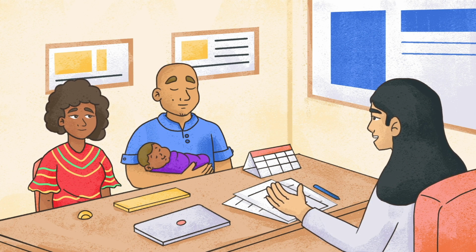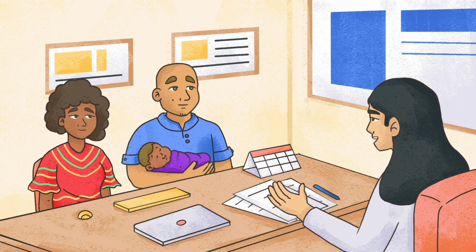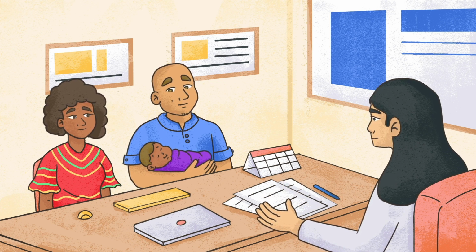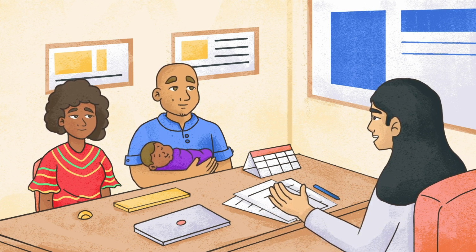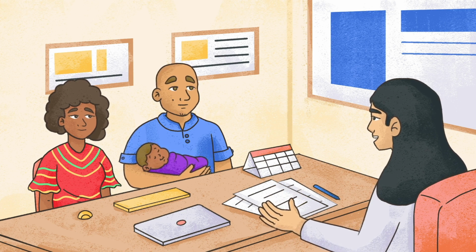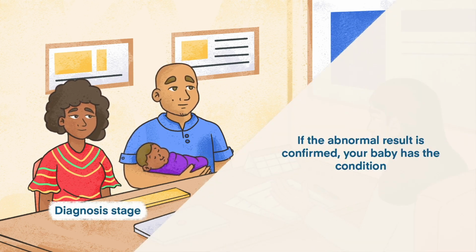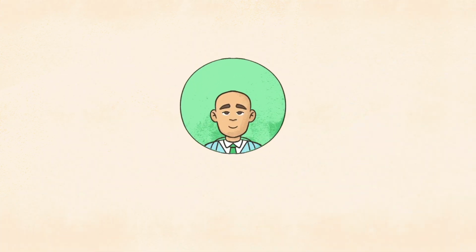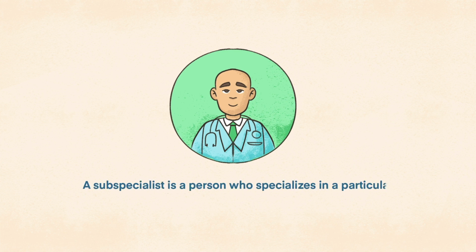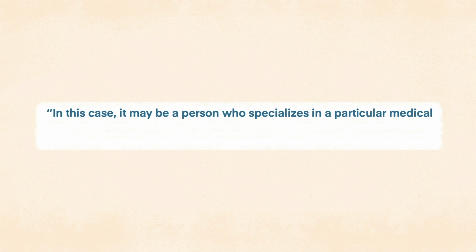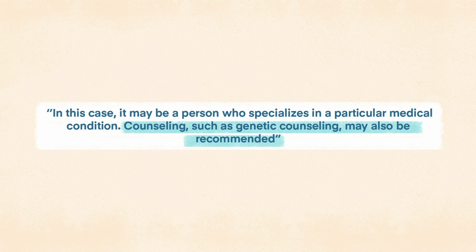For babies that have an out-of-range newborn screen, the third important part is diagnosis. During the diagnosis stage, there may be a medical evaluation and additional testing to help your baby's healthcare provider confirm the abnormal screening result. If the abnormal result is confirmed, your baby has the condition. This may require a subspecialist assessment. A subspecialist is a person who specializes in a particular field of study or occupation. In this case, it may be a person who specializes in a particular medical condition. Counseling, such as genetic counseling, may also be recommended.